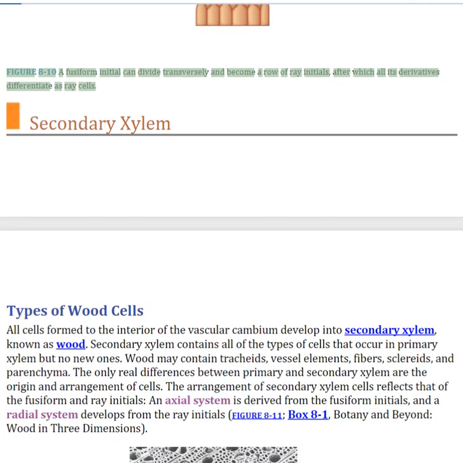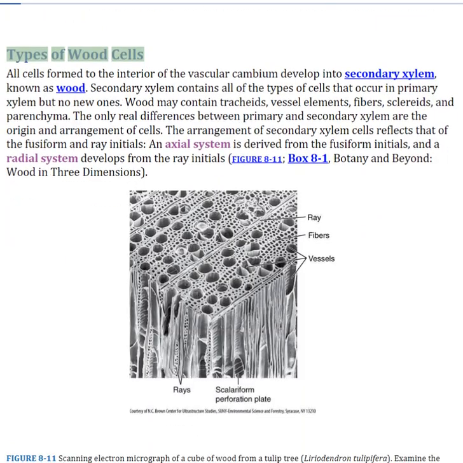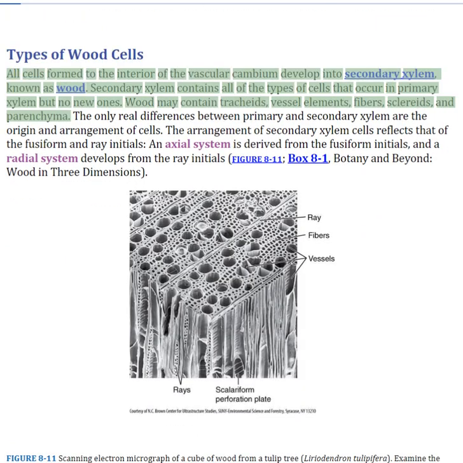Figure 8-10. A fusiform initial can divide transversely and become a row of ray initials, after which all its derivatives differentiate as ray cells. Secondary xylem: types of wood cells. All cells formed to the interior of the vascular cambium develop into secondary xylem, known as wood. Secondary xylem contains all of the types of cells that occur in primary xylem but no new ones. Wood may contain tracheids, vessel elements, fibers, sclereids, and parenchyma.